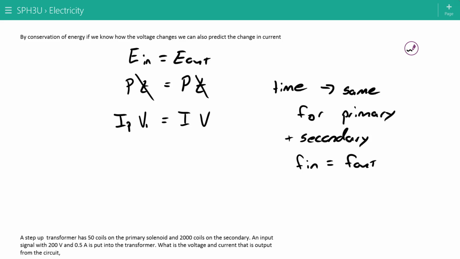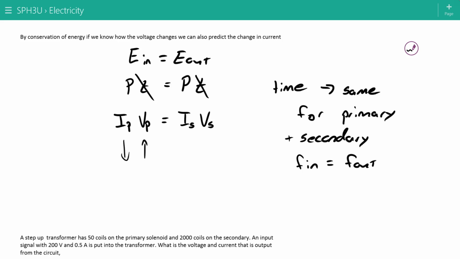This might be the primary side because it's going in. This is the secondary side or coming out. And so what we can get from this is that the multiple of these two things has to remain constant on either side. So if we think about that, if the primary voltage goes up, then to compensate for that, the primary current has to go down. And so a step-up transformer for voltage will be a step-down transformer for current.